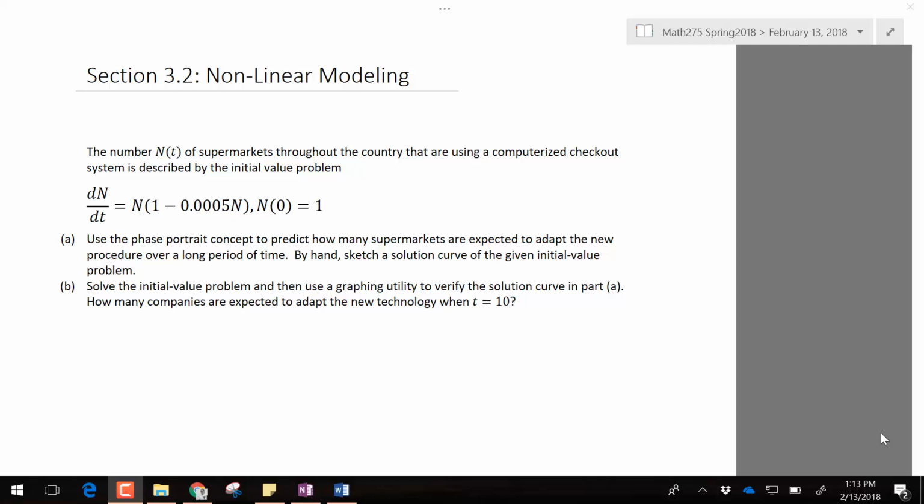So we have this equation called the logistic equation. It's a differential equation that looks vaguely similar to Newton's law of cooling.